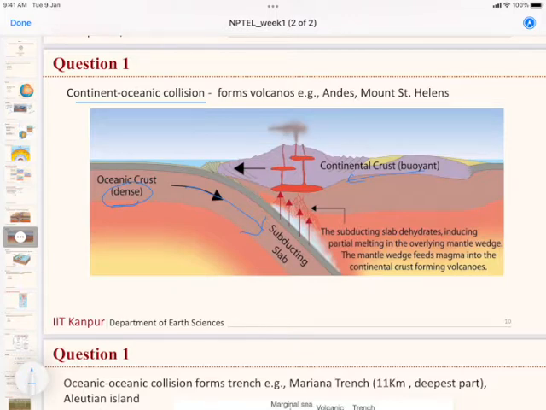So in this continental-oceanic collision, we generally form a volcanic arc, and examples of this volcanic arc are the Andes range or Mount St. Helens.